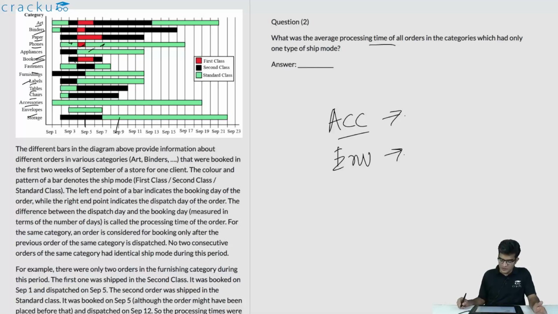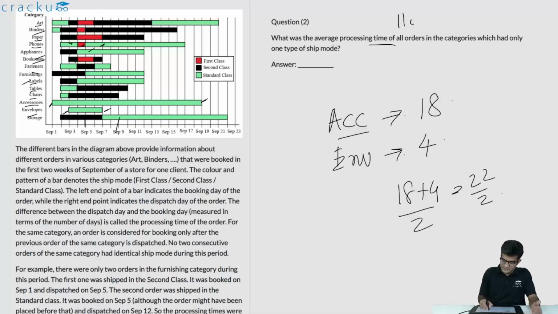For accessories, what is the processing time? The order was booked on September 1st and it was dispatched on September 19th. So the processing time is 18 days. For envelopes, the order was booked on 3rd and dispatched on 7th. So the processing time is 4. So the average processing time will be 18 plus 4 divided by 2, which is equal to 22 by 2, which is 11 days. Let us look at the next question.